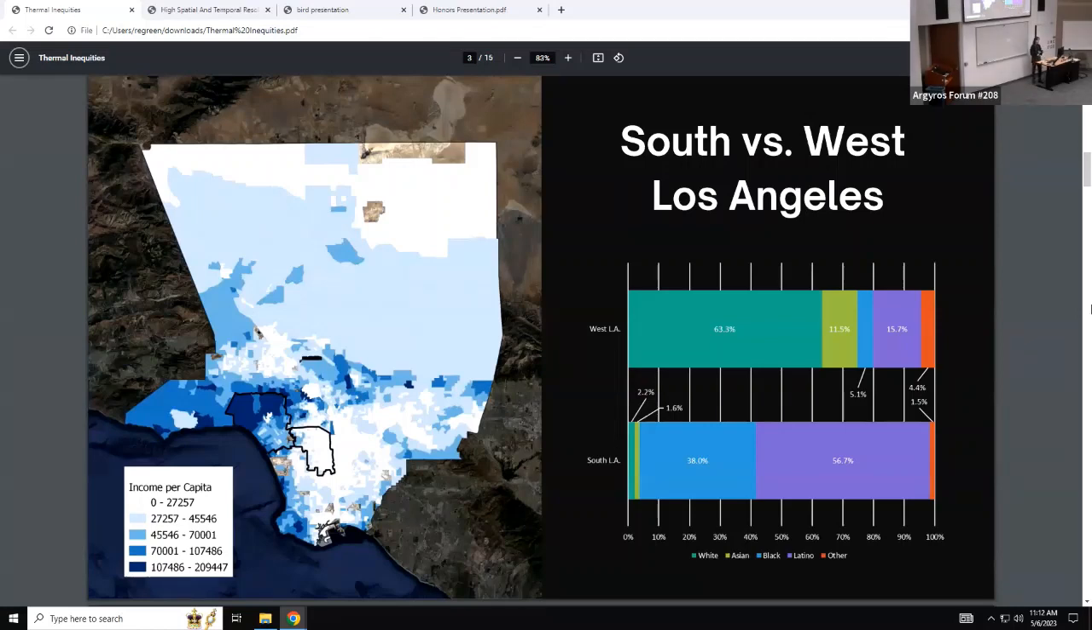So I decided to look at South and West Los Angeles for my comparison because while they neighbor each other, they're very different in the demographics that they feature. On the left here, I've shown income per capita. On the right, we've got some racial demographics. But generally, West LA is predominantly white and very affluent, while South LA is a lot more racially diverse and lower income.